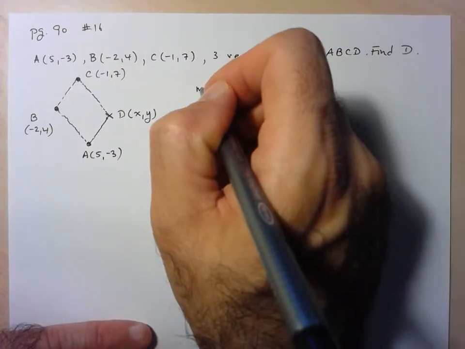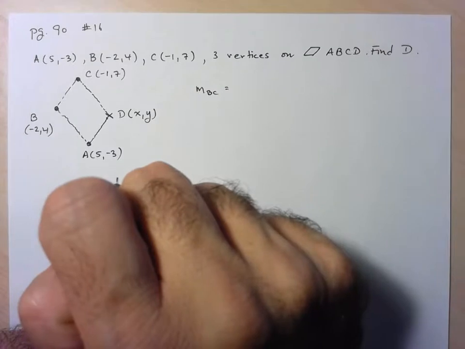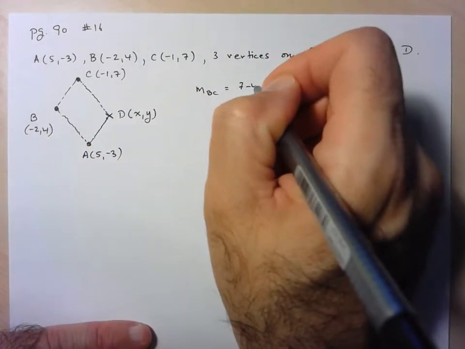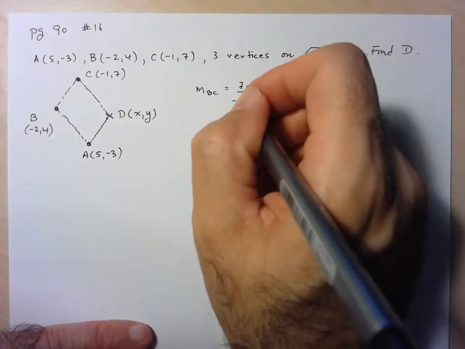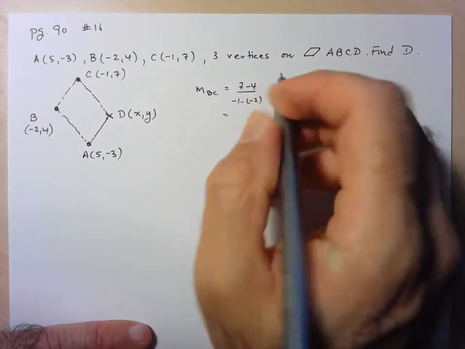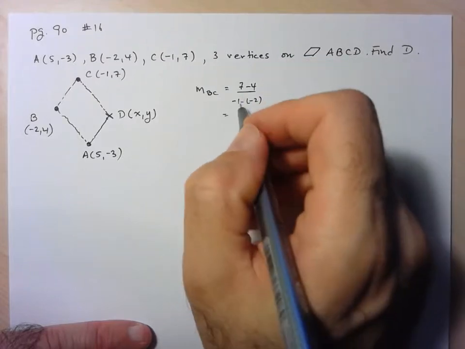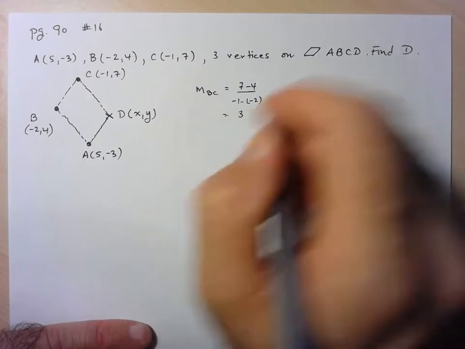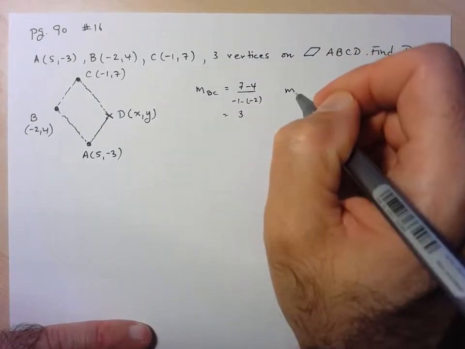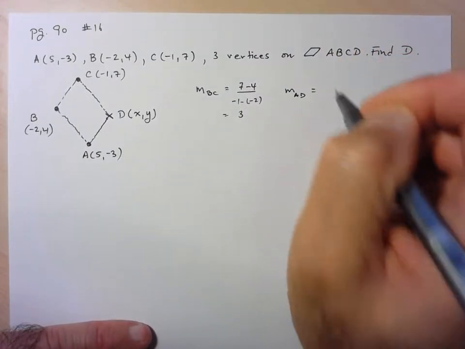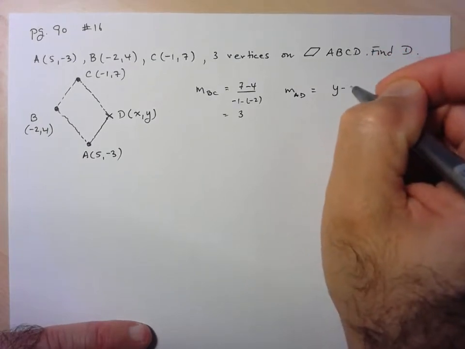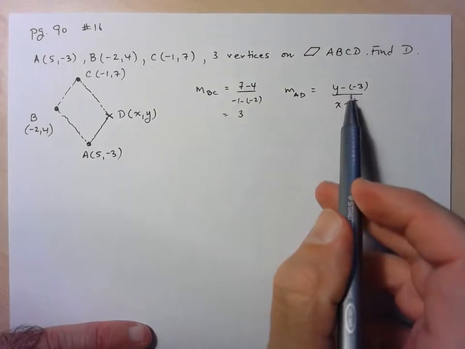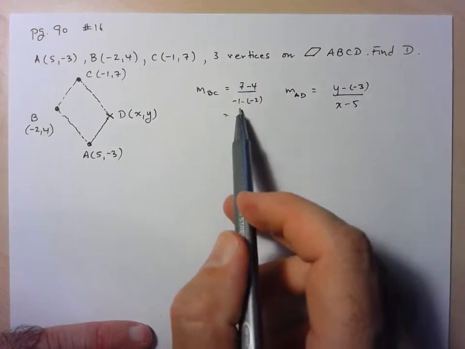So the slope of BC is equal to 7 minus 4 over -1 minus -2, so that's equal to 3 over -1 plus 2. Oh, that's just 1, so the slope is 3. So this is going to have to be equal to the slope of AD, which is given by y minus -3 over x minus 5. So I know that this slope has to be equal to that slope.